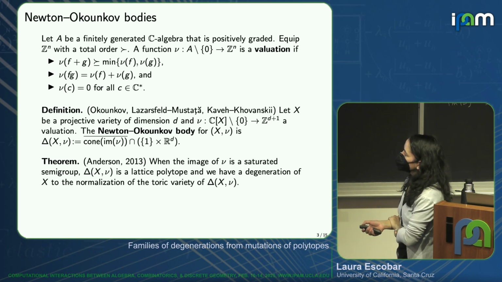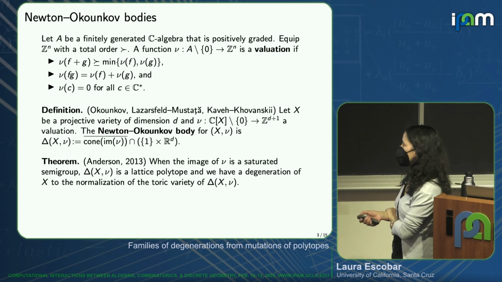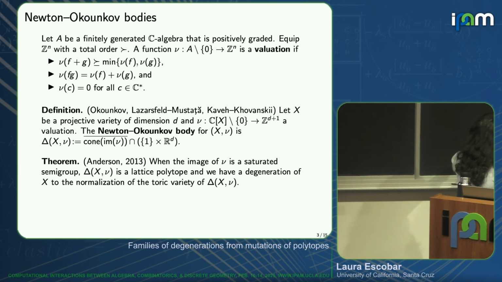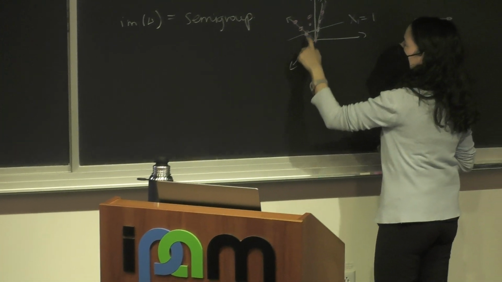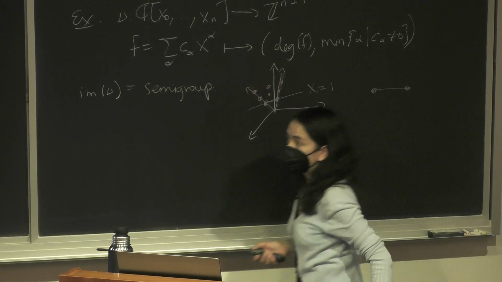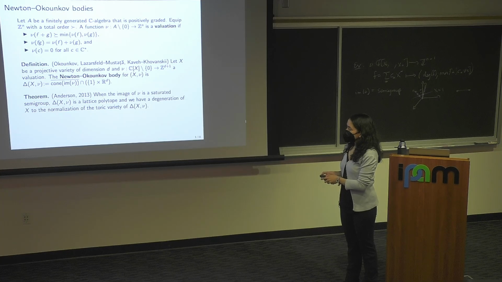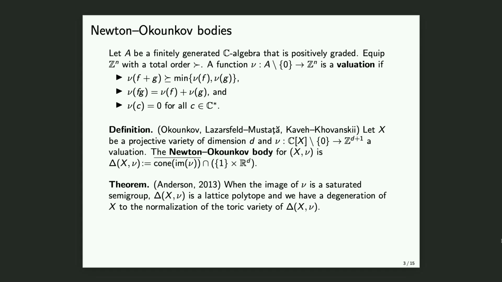And so a theorem by Dave Anderson is that when the image is a saturated semigroup, because sometimes when you're generating the semigroup, you might be skipping some of the points in your lattice. So when it's saturated, you obtain a lattice polytope, and there's a degeneration to the normalization of the toric variety of this polytope.